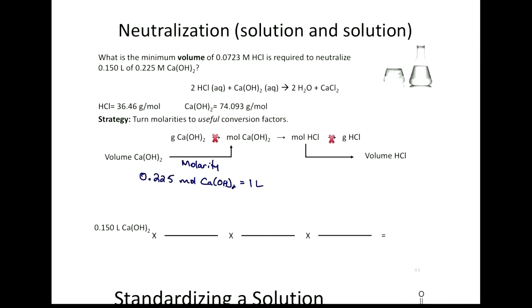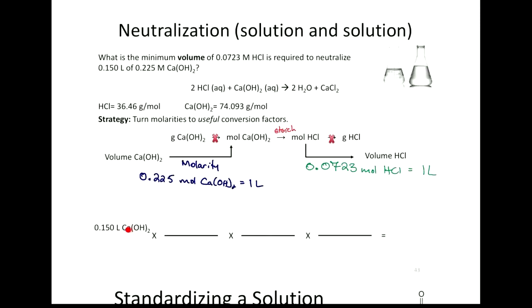And then once I'm in moles of calcium hydroxide, I just do stoichiometry, just like always, to get to moles of HCl. I don't want to go to grams of HCl. I want to go to volume, so I use molarity again. And again, I will rewrite that molarity into a useful unit here, 0.0723 moles of HCl equals 1 liter. So just how we're beginning and ending this strategy is a little different using molarity here.